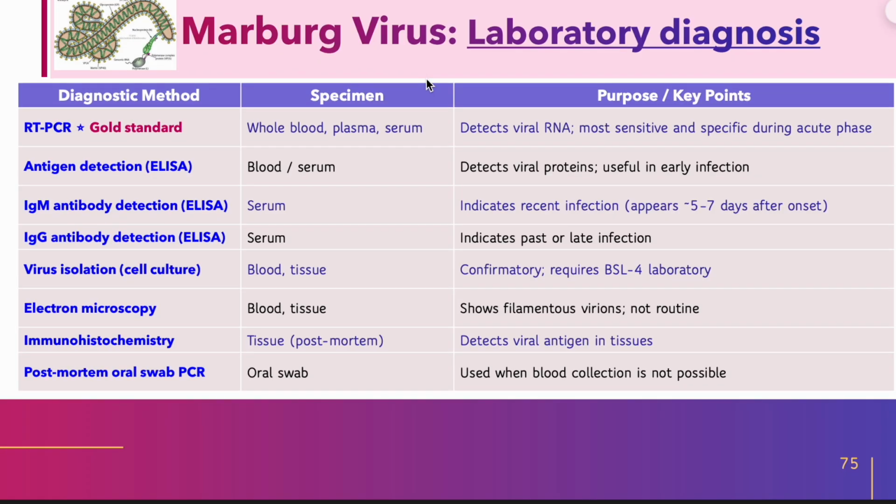For the laboratory diagnosis, RT-PCR is still the gold standard. Others that can be investigated include antigen detection, IgM and IgG by ELISA, virus isolation, and electron microscopy. For the post-mortem or the corpse, you can use tissue as a specimen for immunohistochemistry, and also you can use an oral swab.